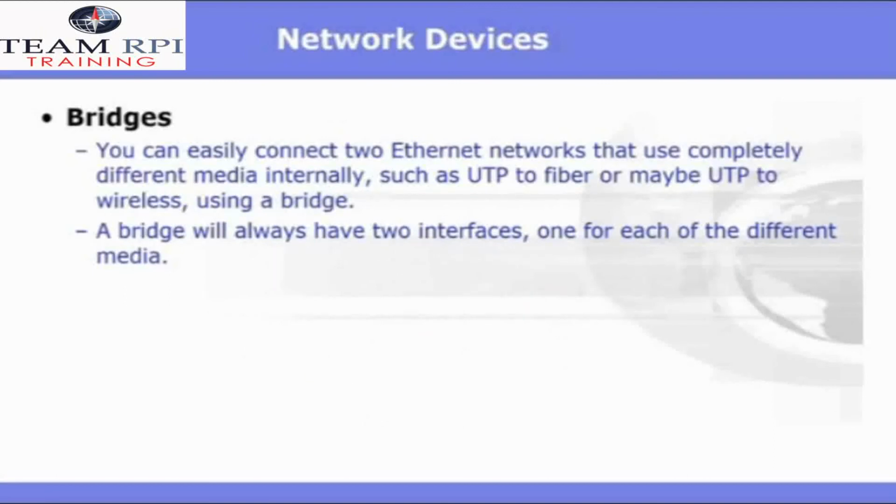Then we have bridges. The bridge is used when you're connecting two unlike technologies, like Ethernet and coaxial. A bridge is always going to have at least two interfaces, one for each of the different types of media that you're going to connect to it.